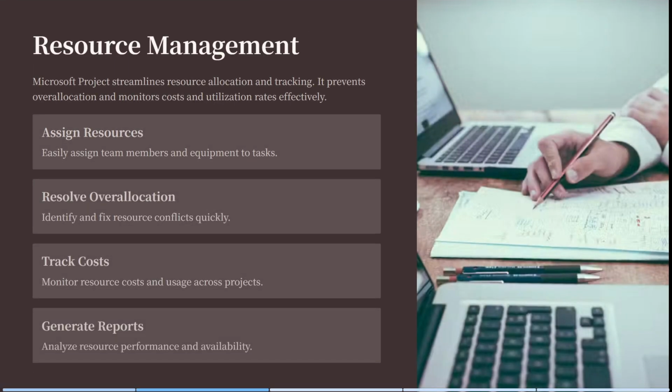You can also see that they have tons of resource management tools. So Microsoft Project actually streamlines resource allocation as well as tracking. It prevents over allocation and monitors your costs, and it utilizes rates effectively. You can actually assign resources, you can resolve over allocations, you can also track your costs, and you can generate reports from all of this data as well so that you can stay up to date.